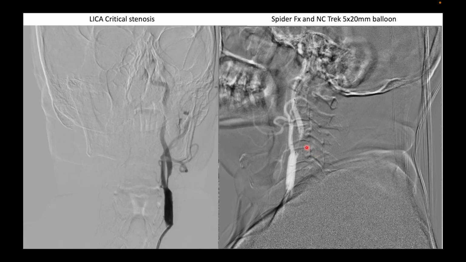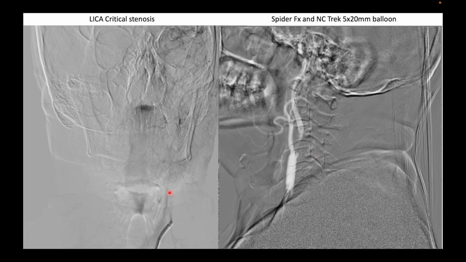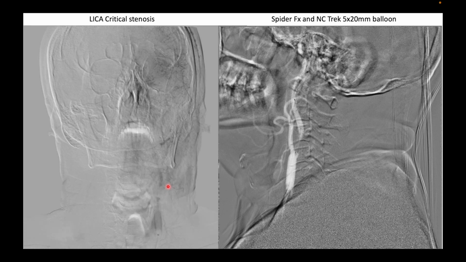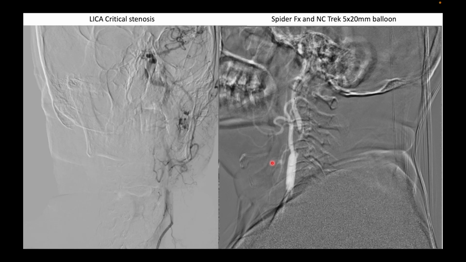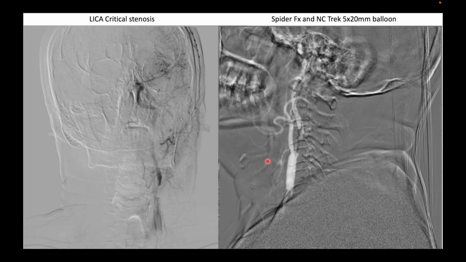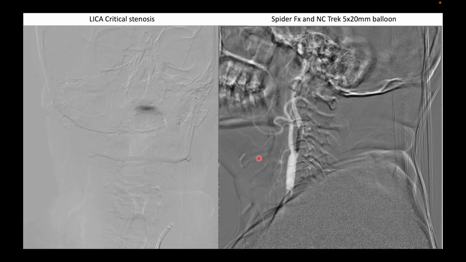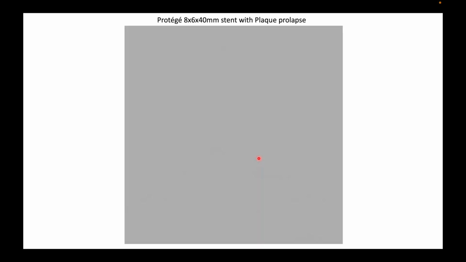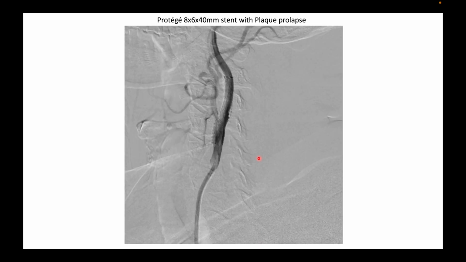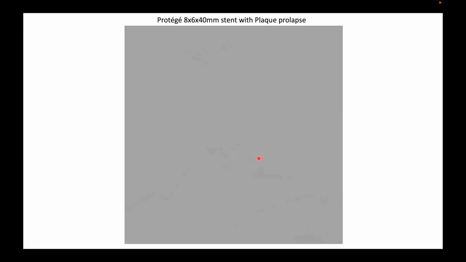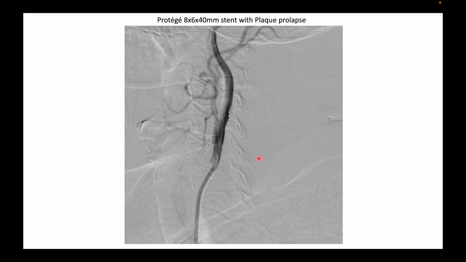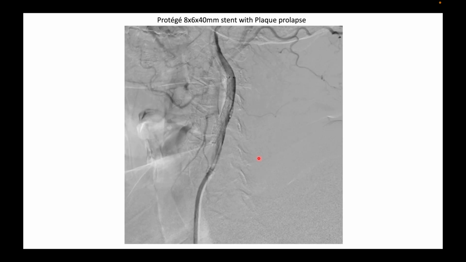Now this is the case where you can see critical left internal carotid artery stenosis. A Spider FX 7 millimeter was placed, and then an NC Trek 5 by 20 millimeter balloon was used for pre-dilatation. After that a Protege 8 by 60 by 40 millimeter stent was deployed, and you can see again plaque prolapse within this stent.